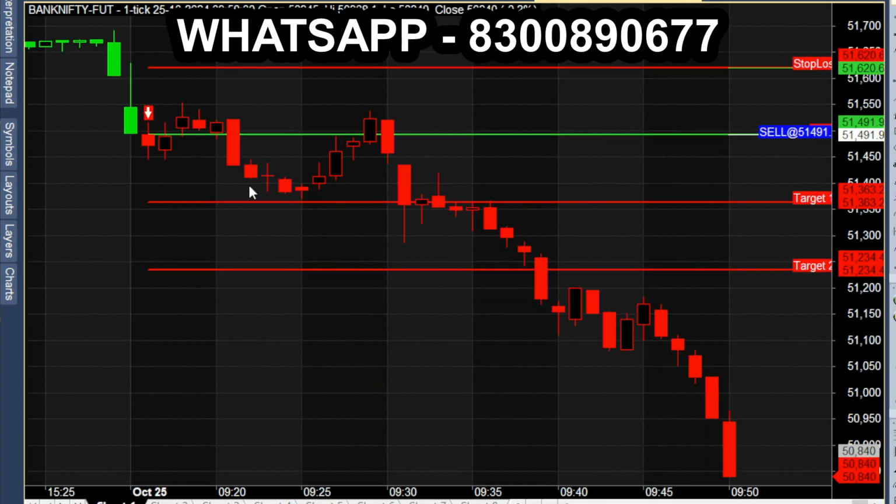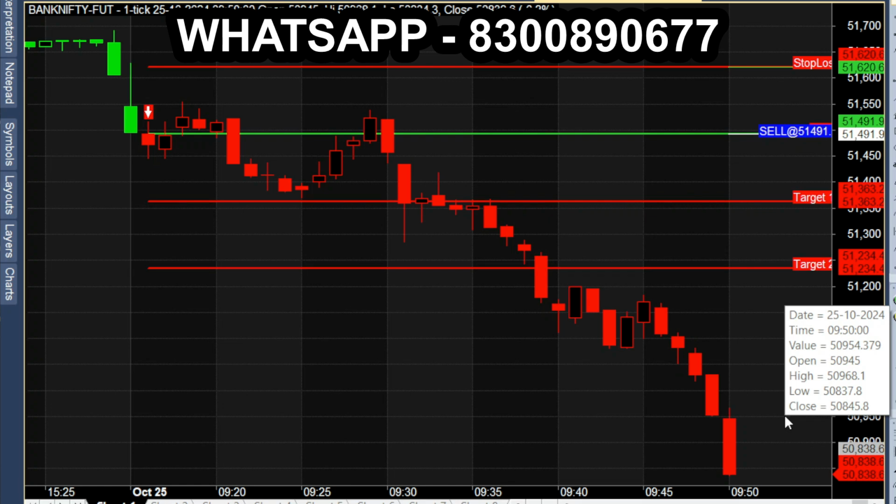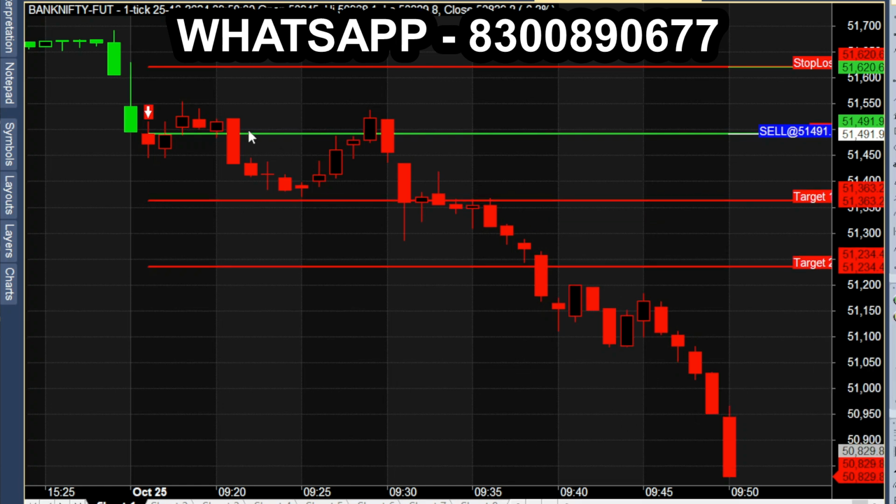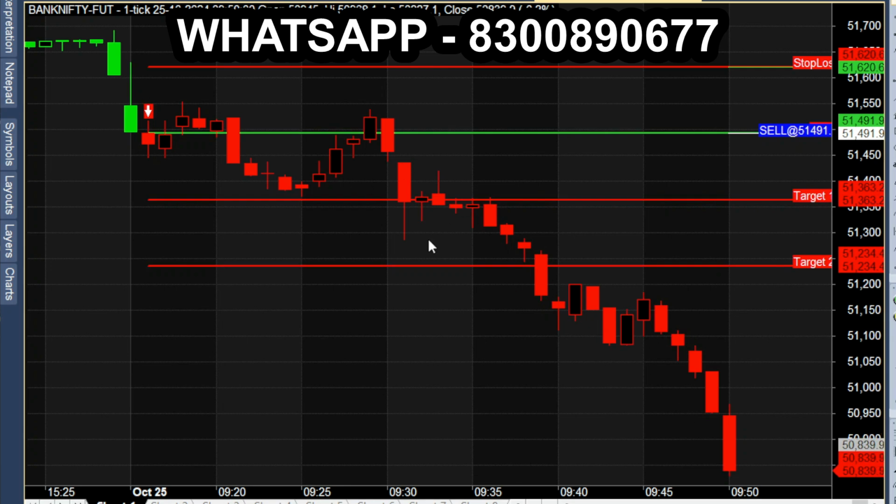And after market was continuous bearish momentum in Bank Nifty future. As you can see that red color candles, it's full of red only today's market. And market is going continuous downside and breakout more than 200, 300 point.